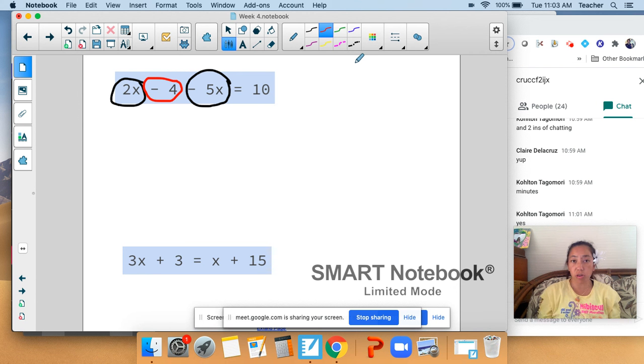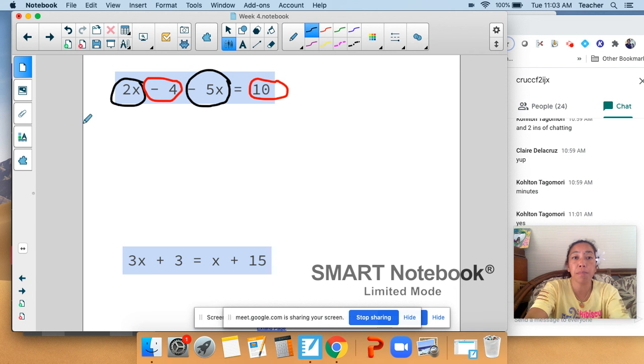Okay, so I circled my like terms with different colors. My x terms are circled in black. My constant terms are circled in red. And in fact, this is also a constant term, but we're not going to combine it just yet because of the equal sign.